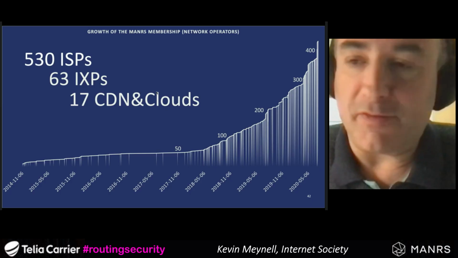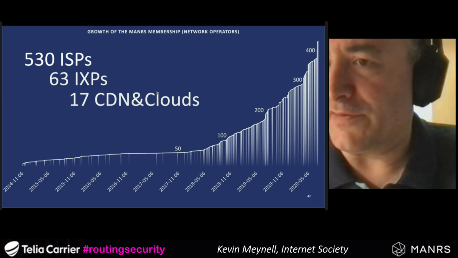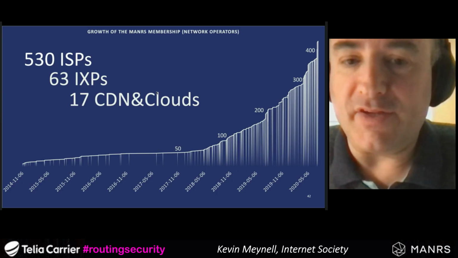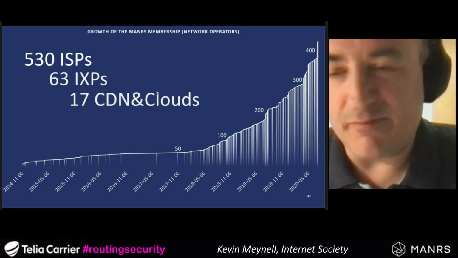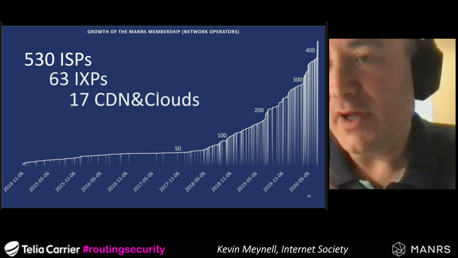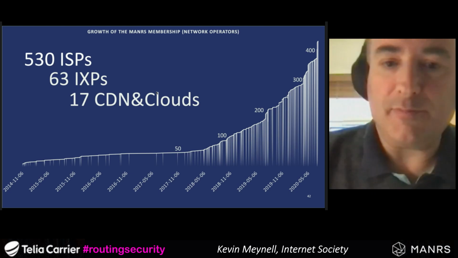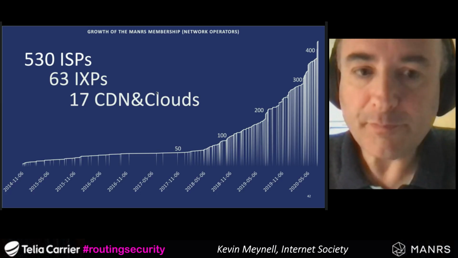So we have 530 ISPs, constituting about 650 ASNs, 63 IXPs, and then the cloud program that only started in the middle of last year is now up to 20 participants. So in terms of participation rates, we're doing quite well.